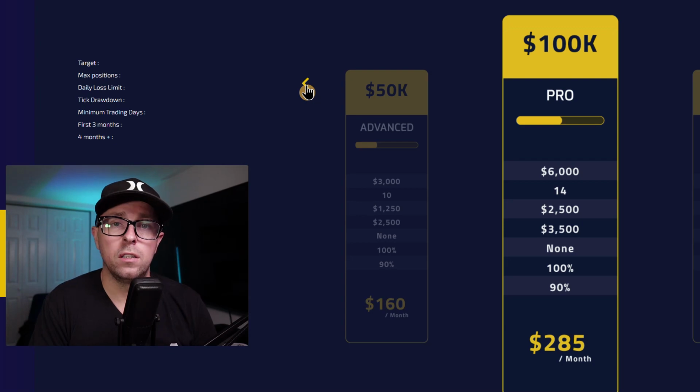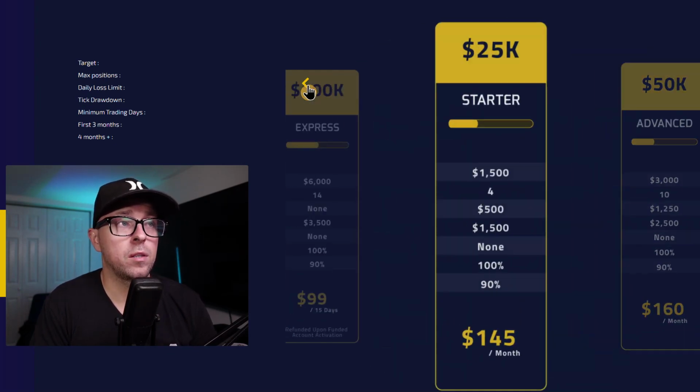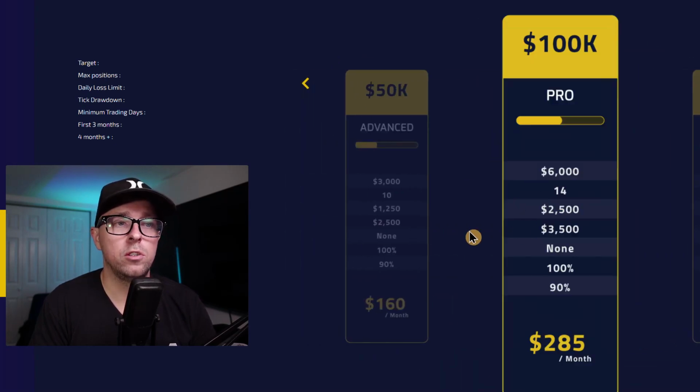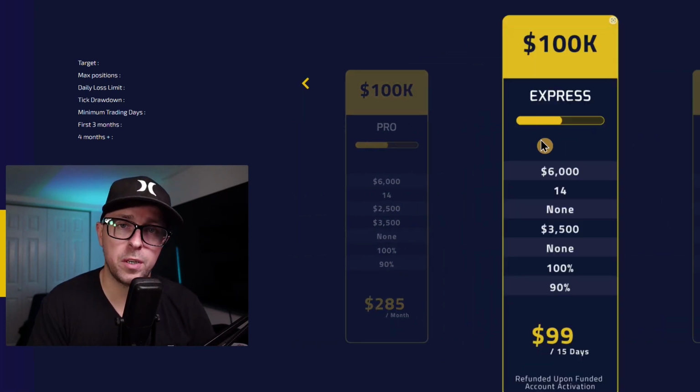You could trade news and different things, and I think they are pretty solid overall on the rules for withdrawals as well. But it does get pretty expensive if you want to do it for more than 15 days. So I highly recommend just using the Express account.